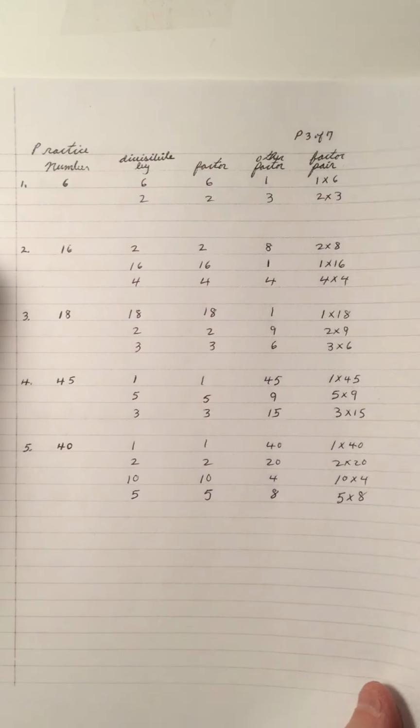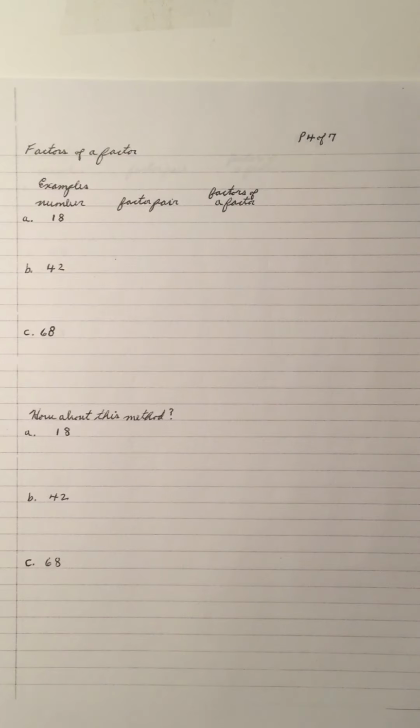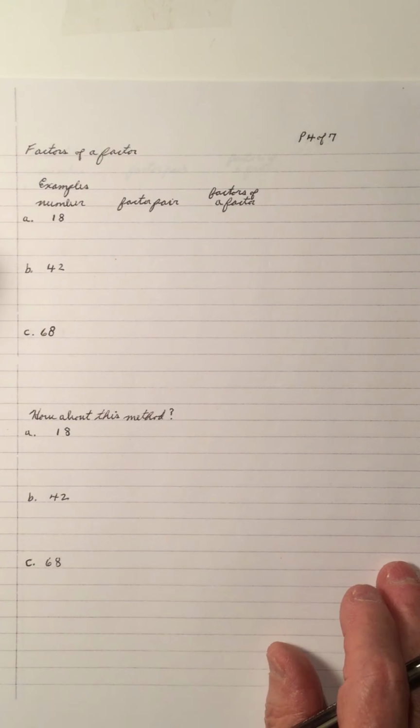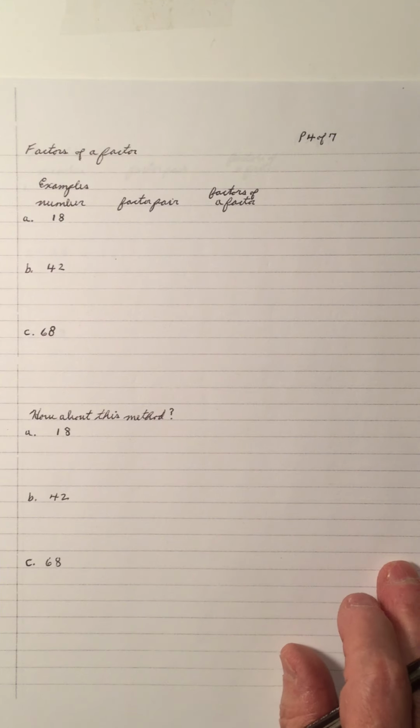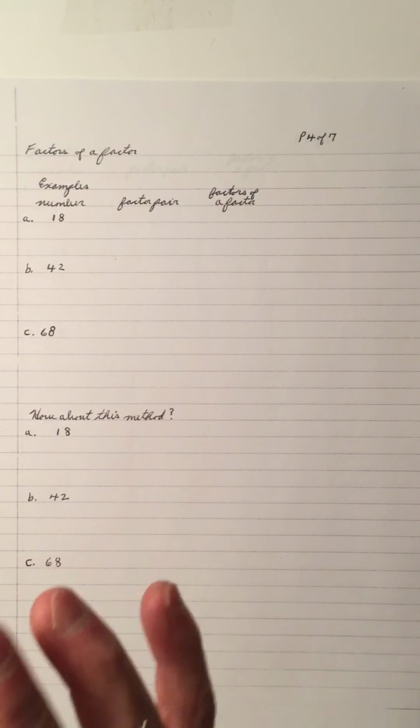Think about it. Factoring is very important, and so is how to find the factors. Another way to find factors, as I was explaining just then, is to look at factors of a factor. Let's do some examples. This is another way to find them quickly.